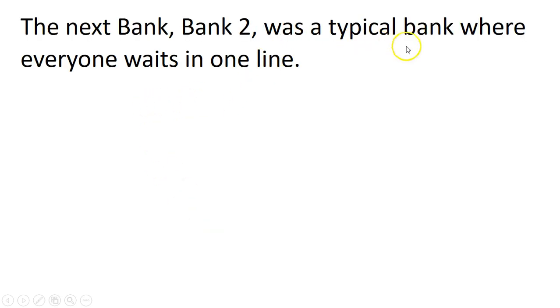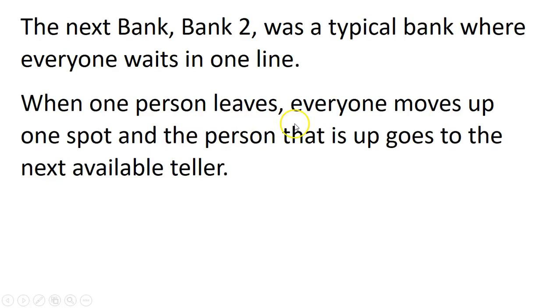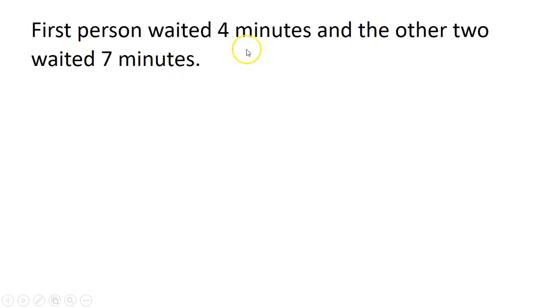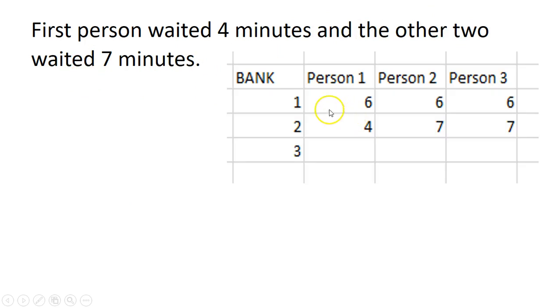Next up in Bank 2 was a typical bank where everyone just waits in a big long line. And they just say next, and the next person comes up, right? Well, one person leaves, everyone else moves up 1 spot, and the person that is up goes to the next available teller. First person waited 4 minutes, then the other 2 waited 7 minutes, right? So whatever, the first person made out like a champ, and the other ones had to wait a little bit longer.